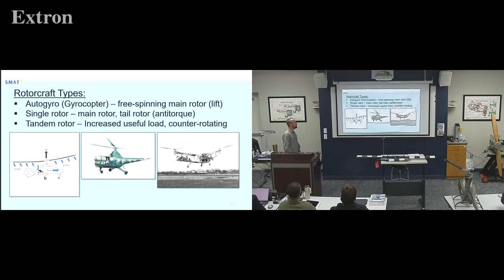We have a single main rotor with a tail rotor for anti-torque. And then we have tandem rotor, fully equipped with air conditioning. Yeah. Okay, so it increased useful load, counter-rotating, so one goes clockwise, one goes counterclockwise to cancel the torque. Okay? This one had factory installed air conditioning.